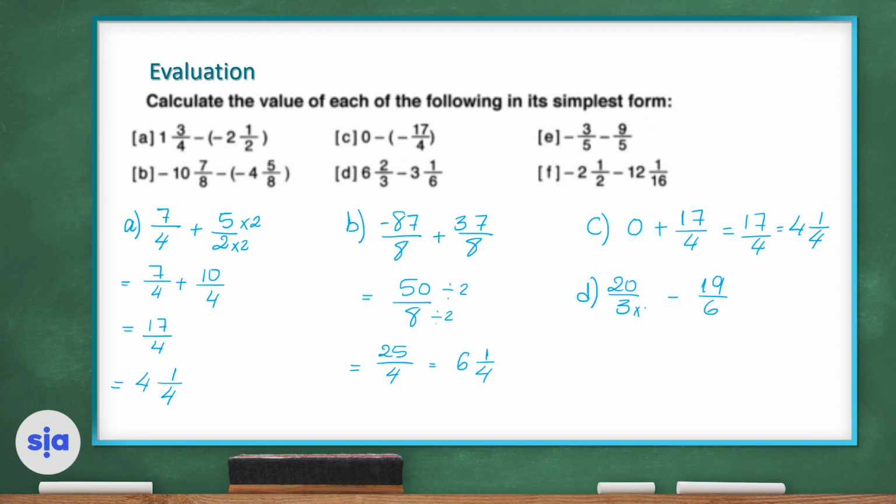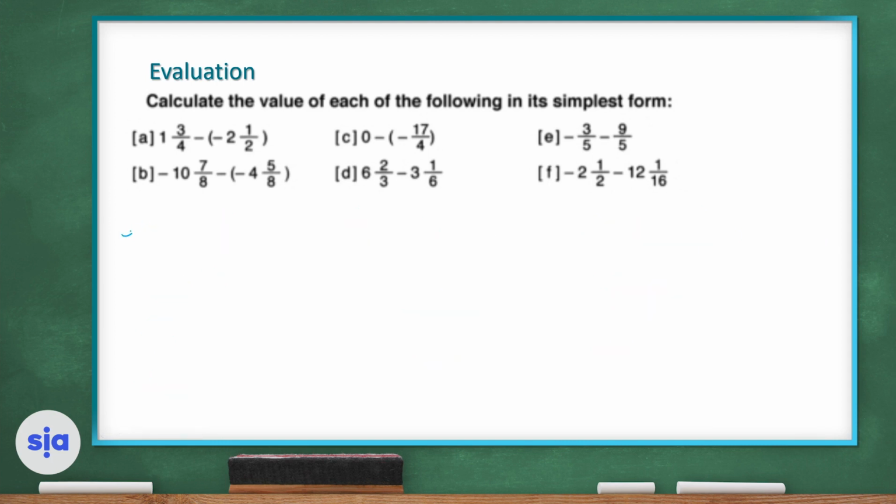To get the common denominator, we multiply here up and down by 2. So it's 40 over 6 minus 19 over 6. So the answer is 21 over 6. To get it in the simplest form, we divide by 3, divide by 3. So it is 7 over 2. If you want to get it as a mixed number, it is 3 and 1 over 2.